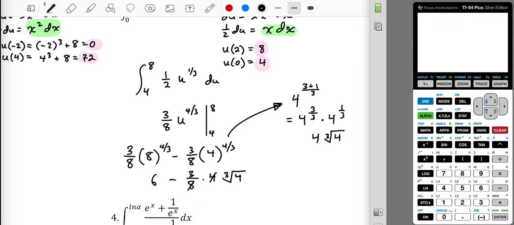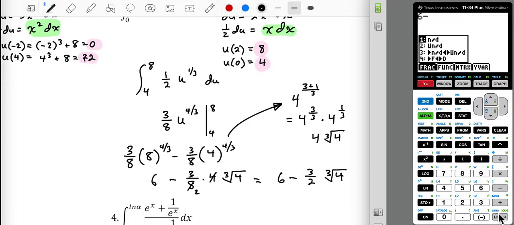4 goes into 8 twice, so this would be the same as saying 6 minus 3/2 times the cube root of 4. Alright, is it worth it to do all that? Probably not, if I'm being completely honest. So let's double check and make sure I didn't screw that whole thing up.